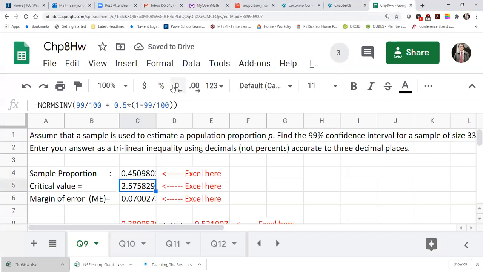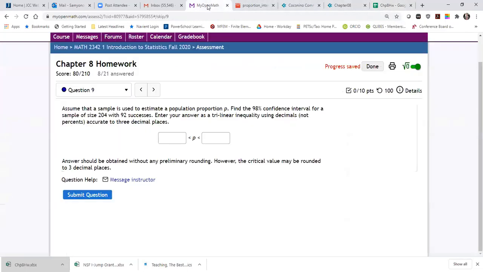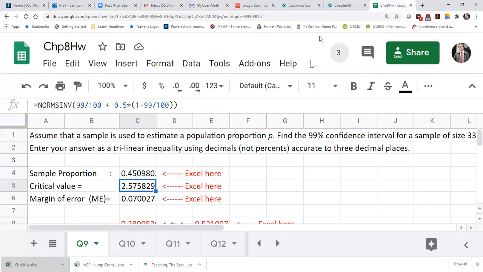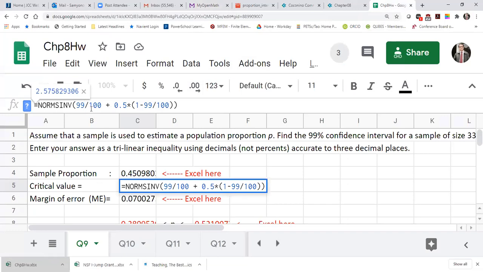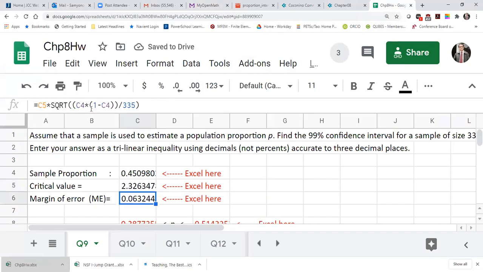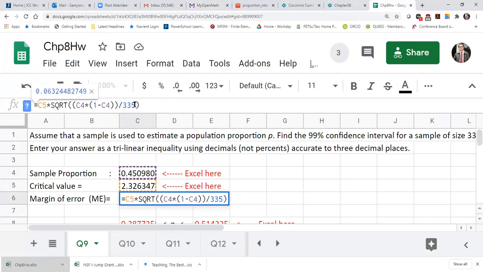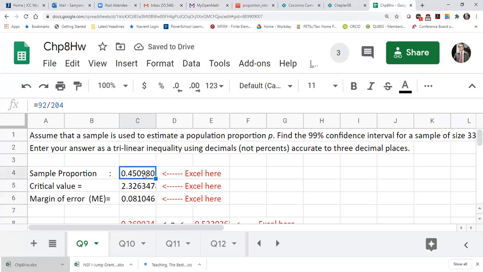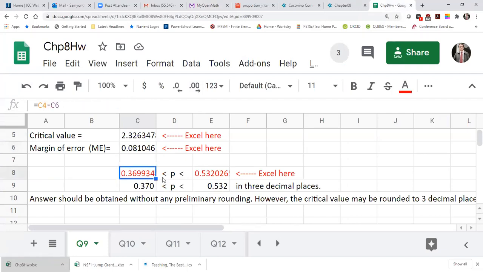And then you need to change the confidence level here. You have here 98, so you need to change this to 98, and this is 98. And then the sample size, you need to change this to 204, right? Okay, so this will be the answer.